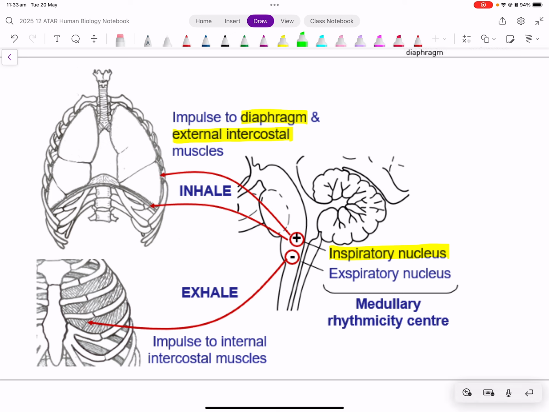In terms of the expiratory centre of the medulla oblongata, we send an impulse purely to the internal intercostal muscles. So internal versus external. Now you'll notice that the eyes and ears switch here, and it's quite unfortunate. However, this is an important thing to mention in your extended responses.